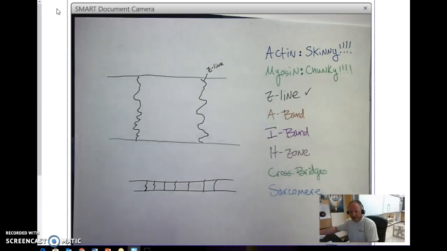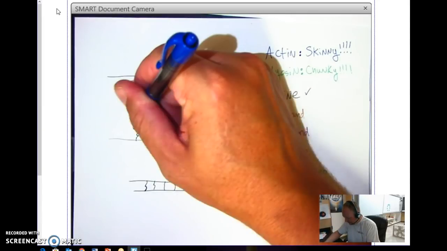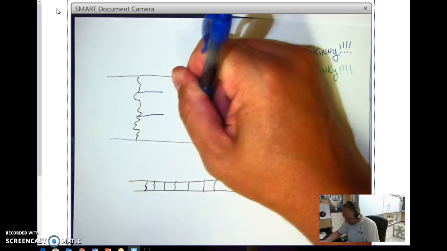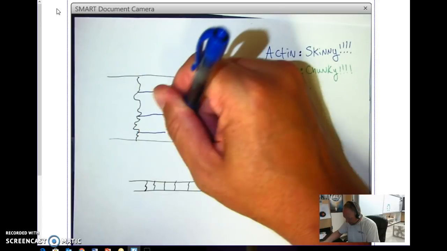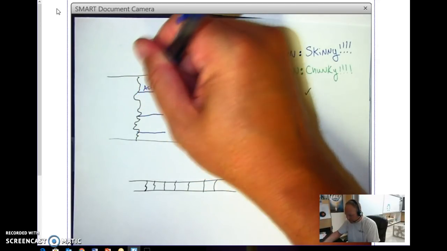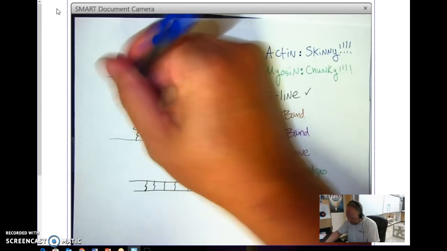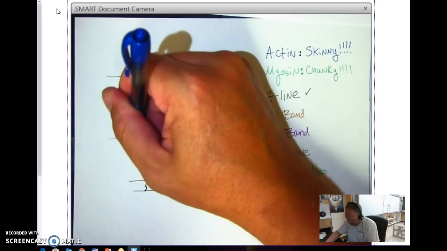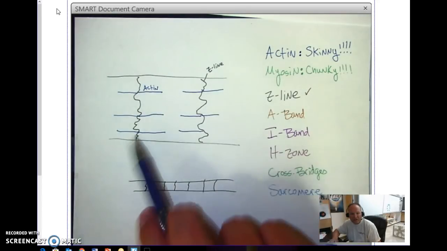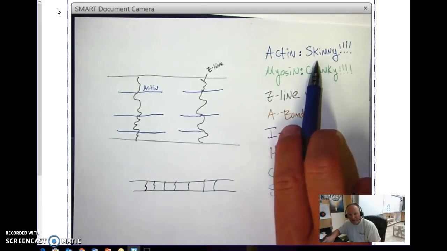So let's go ahead and draw actin. Kind of watch how I'm drawing this. Here's an actin. Actin. Actin. Can you see what I'm doing? I'm attaching them to the Z-lines. Now remember, I'm still going to have actin going this way and this way because it just repeats indefinitely the whole length of the muscle fiber. But I'm only going to worry about the distance between these two Z-lines. Remember, actin is super skinny.